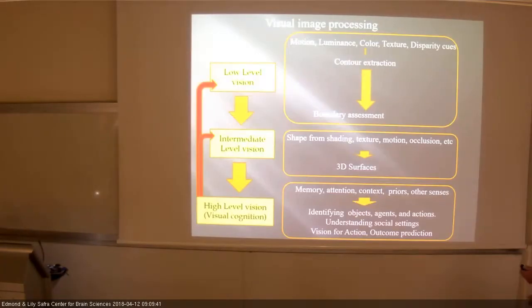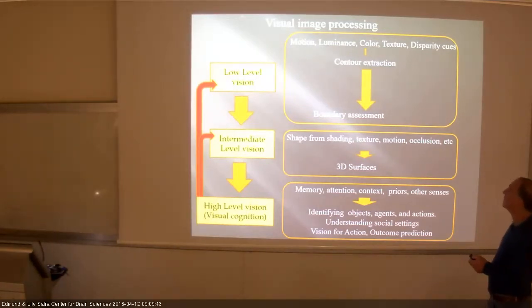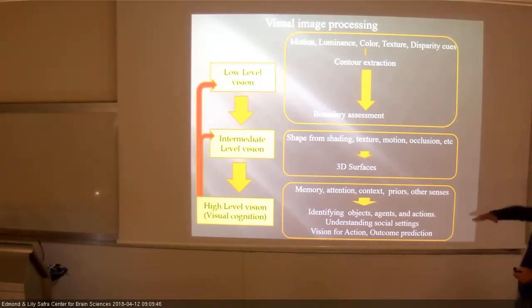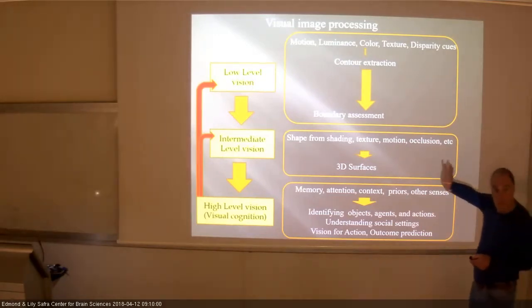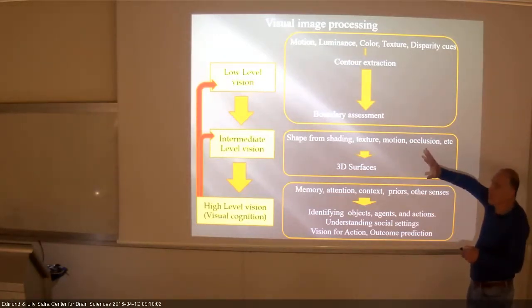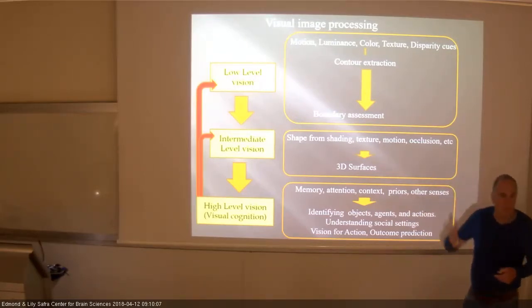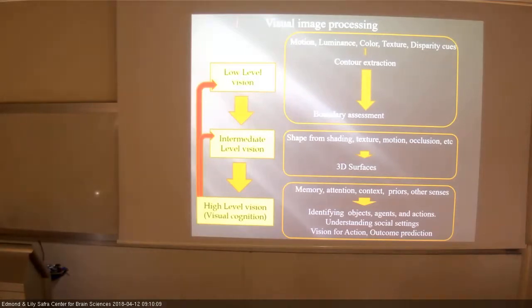Okay. And the way we think about this, when you think about visual image processing, is that there are different levels of processing. You can think about low-level vision, intermediate-level vision, and high-level vision, which is related to visual cognition. I'll give examples of this in a moment, and we can map roughly what areas are involved in low-level vision and intermediate-level vision and high-level vision. But I just want to give you what's being done from a computational aspect.